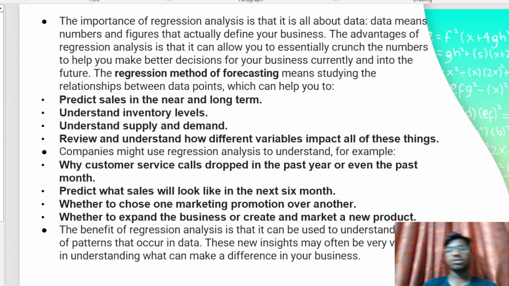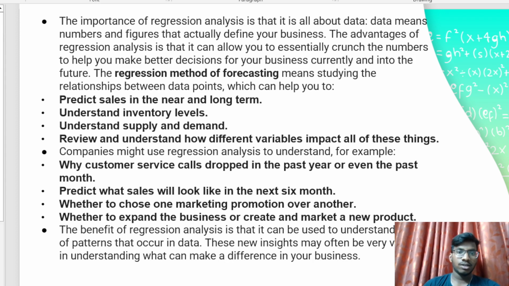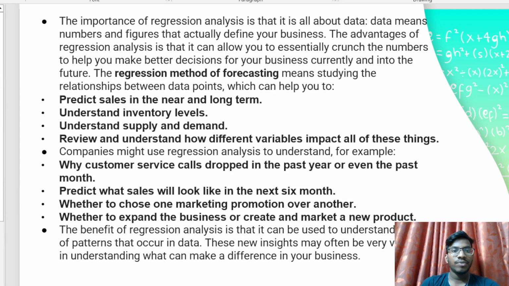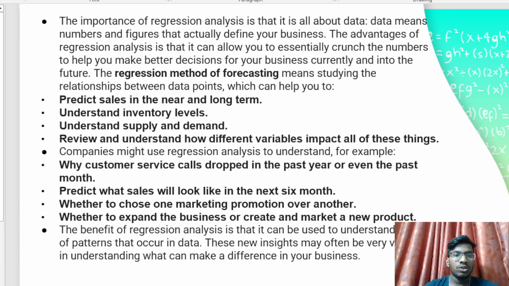So generally we use this regression analysis to predict the sales, and it can be used for both business and commercial purposes, to understand inventory levels, understand supply and demand, and review how different variables impact all these things. Companies use this regression analysis to understand, for example, why customer service calls dropped in the past year or even past month, predict what sales will look like in the next 6 months, whether to choose one marketing promotion over another, whether to expand the business or create a new product.